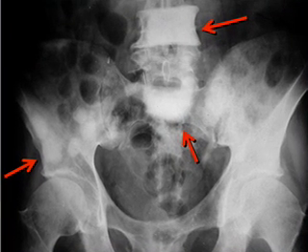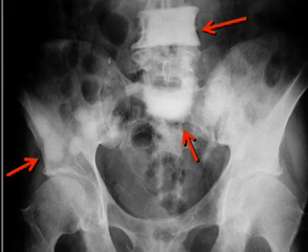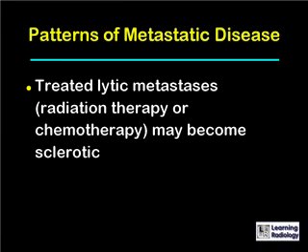This is an example of metastatic prostate carcinoma. We can see that the L4 vertebral body is extremely dense. There are punctate densities in the right ileum and in the sacrum. Treated lytic metastases, whether it's by radiation therapy, chemotherapy, or hormonal therapy, can go on to become sclerotic.